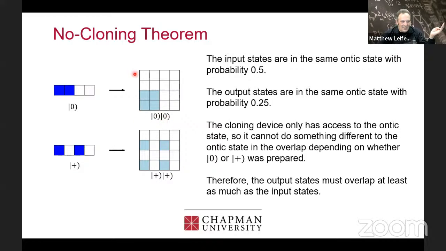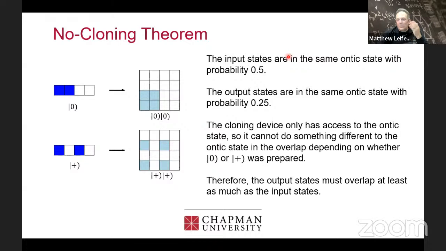So both Alice's and Bob's toy bits will be in this 0 state, so you'll end up in one of these 4 ontic states, or both in the plus state. Okay, so can there possibly be a machine which would make this transformation? And the answer is no.